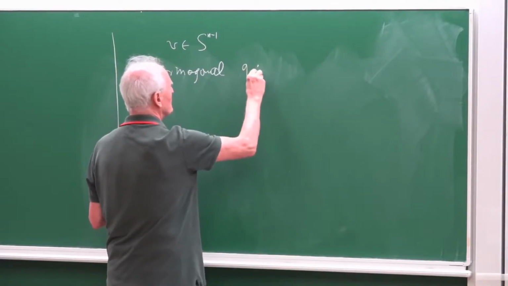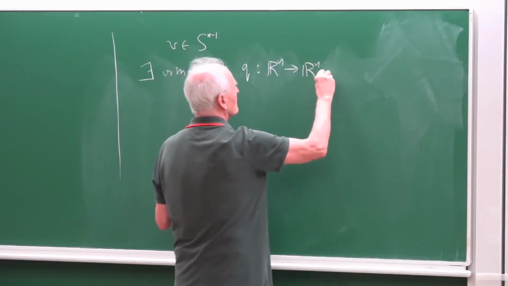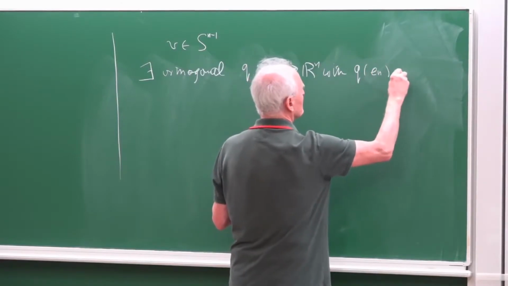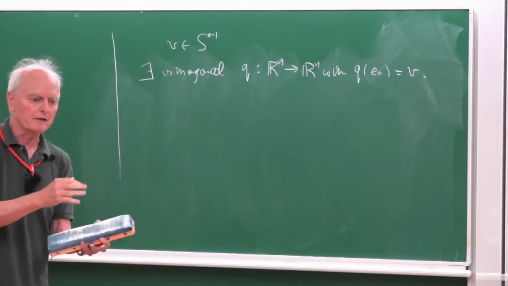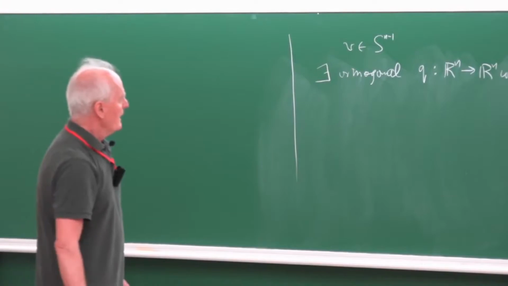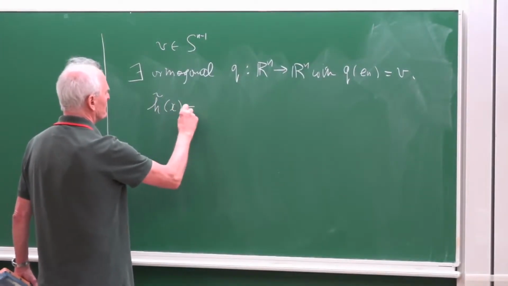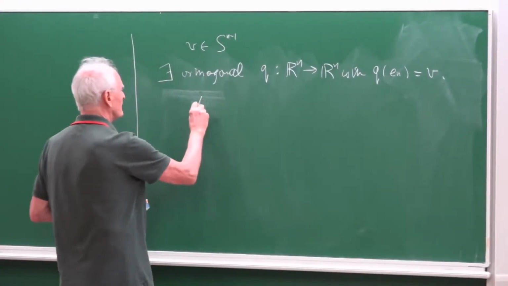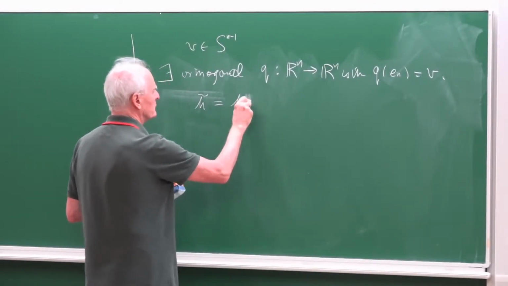Let's call it Q from Rn to Rn with Q En equals V. You can always take an orthogonal transformation that rotates En to the given vector V, right? They're both of length 1, so you can do that. And then you can define a new function f tilde of x simply by defining f tilde to be the composite function, f composite Q.